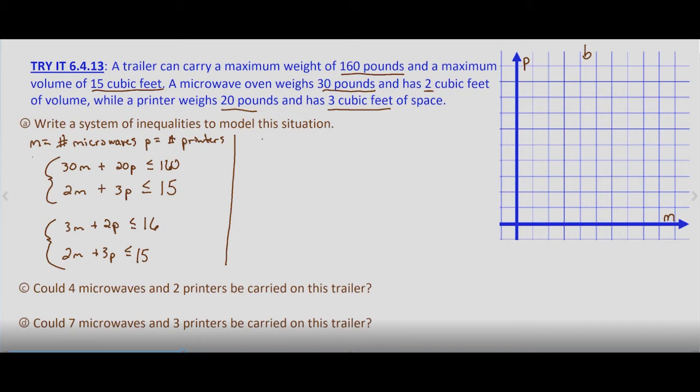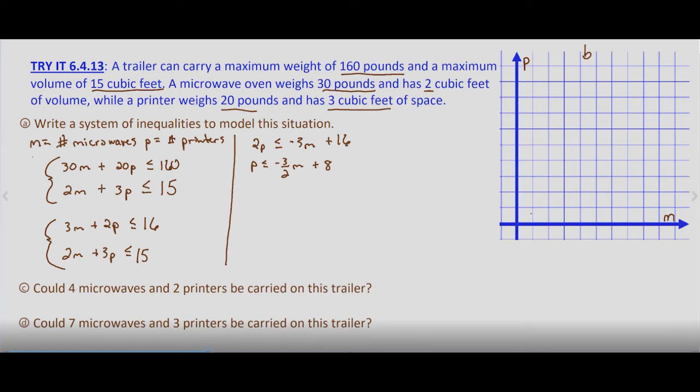So 3m plus 2p is less than or equal to 16. If we subtract 3m from both sides, we get 2p is less than or equal to negative 3m plus 16. And then dividing both sides by 2, we get p is less than or equal to negative 3 halves m plus 8.